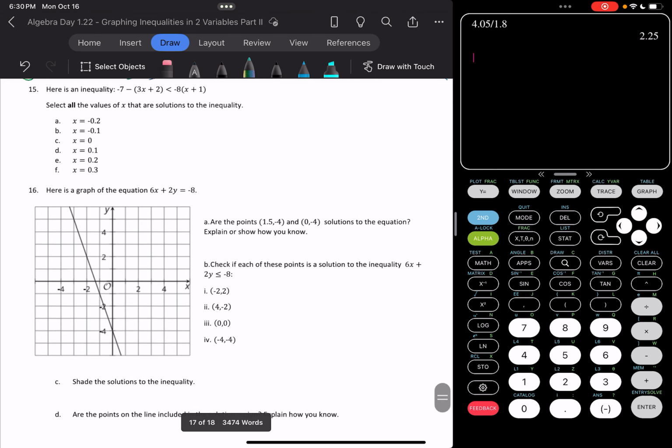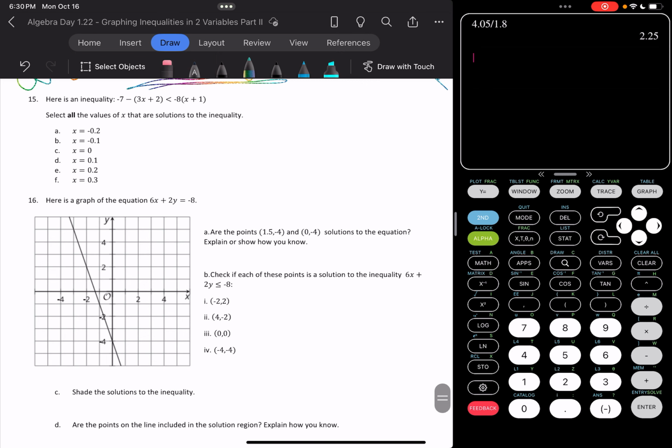All right, let's take a look at the next one. Here is an inequality. Select all the values of x that are solutions to the inequality. So for number 15, you can do this by yourself because you are literally just plugging in possible values and seeing what is true and what works. I would suggest that you simplify this side by distributing that negative. So negative 7, and then this negative needs to be distributed. Minus 3x minus 2 is less than, let's distribute this too, negative 8x minus 8.